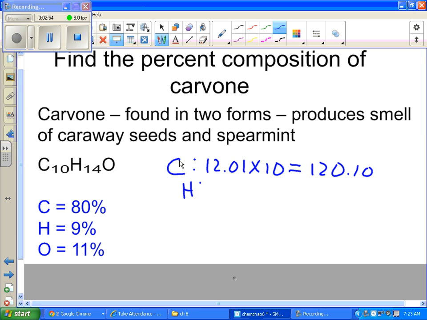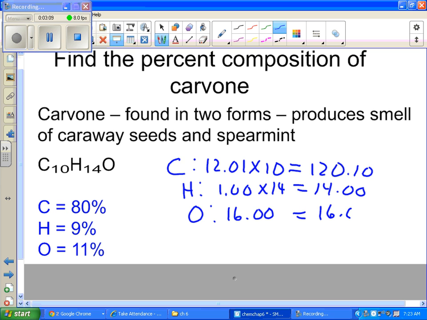Hydrogen, 1.00 times 14 gives you 14.00. And then oxygen is 16.00. There's nothing to multiply it by, so you get 16. Add these up. And I get 150.10. So that's the total.